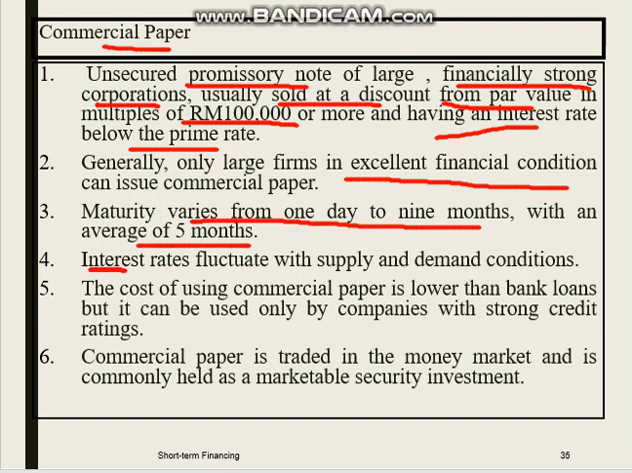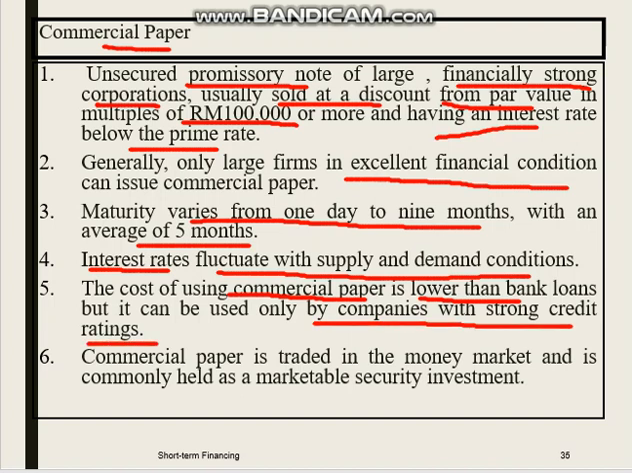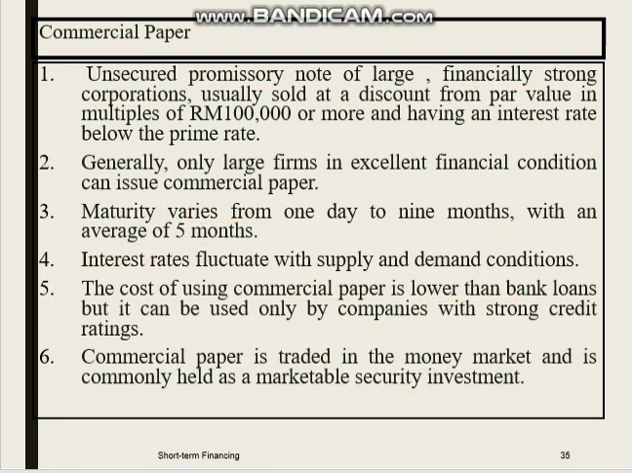What about the interest rate? Normally it is lower than the bank rate or bank loan, and it depends on the demand and supply conditions. Just like what I said before, the commercial paper rate is lower than bank loans. But who is going to use it? Companies with a strong credit rating. Normally commercial paper is traded in the money market and is commonly held as a marketable security investment. Now we move on to the other slide.